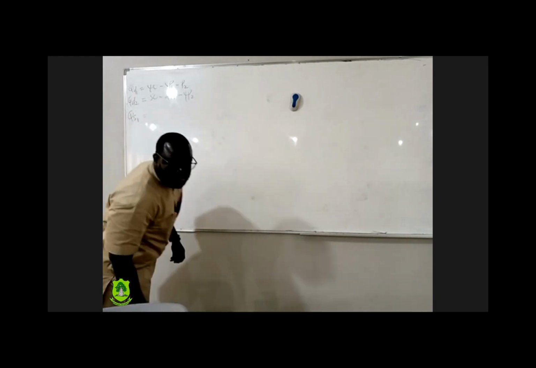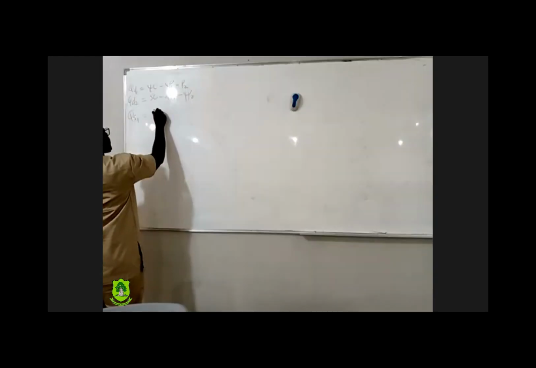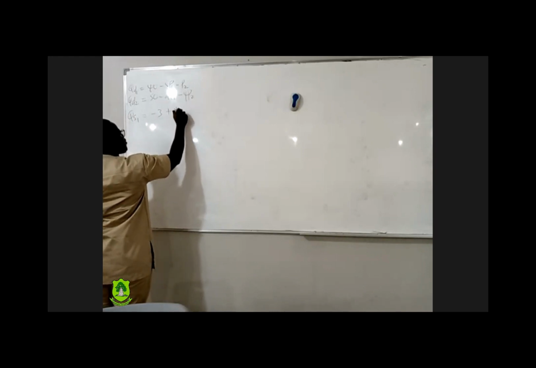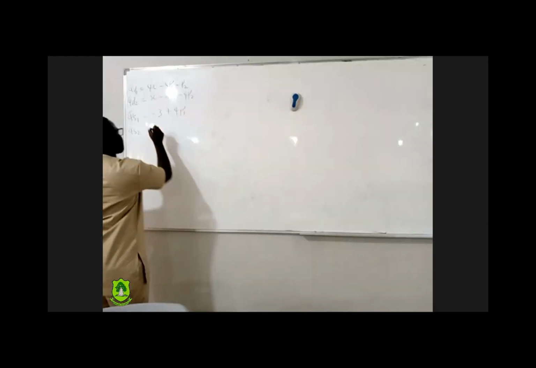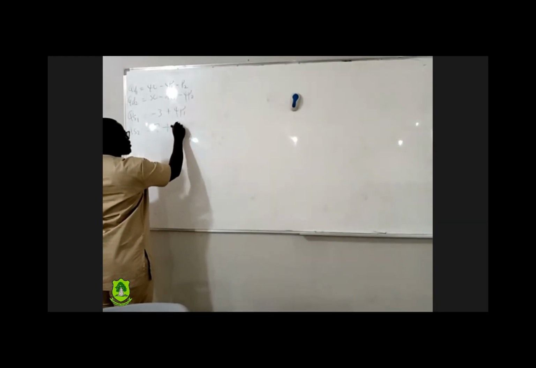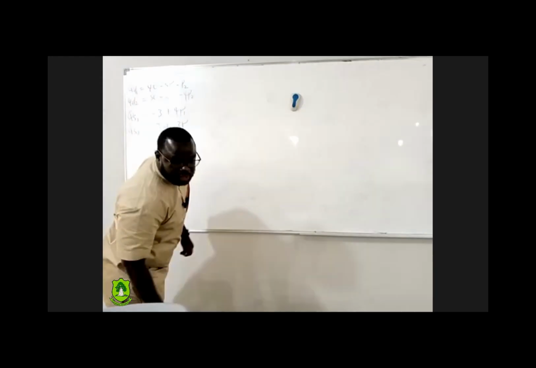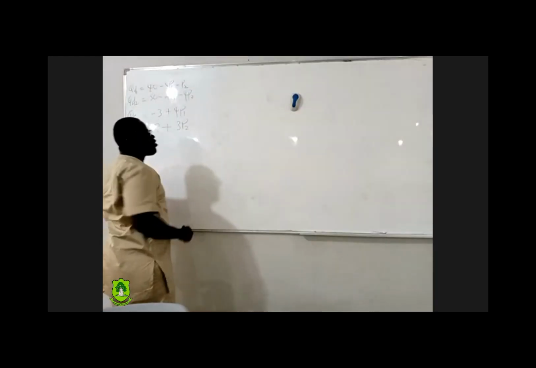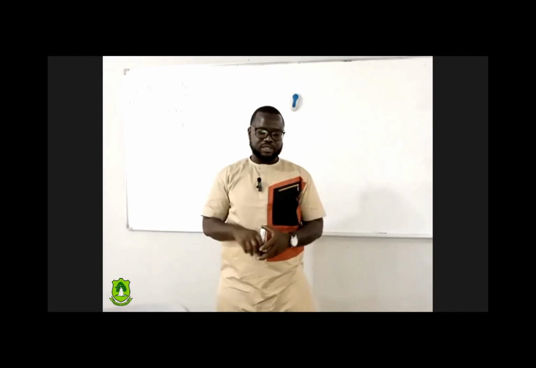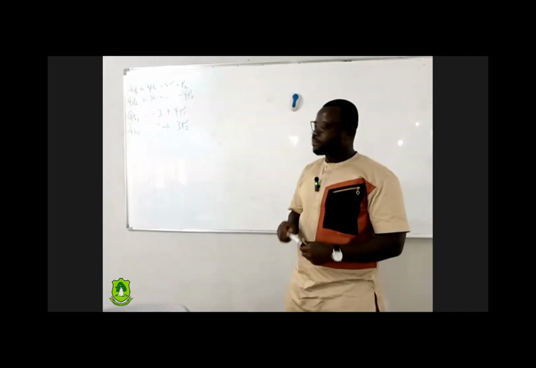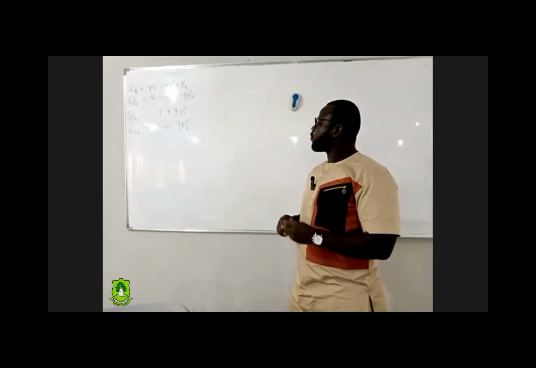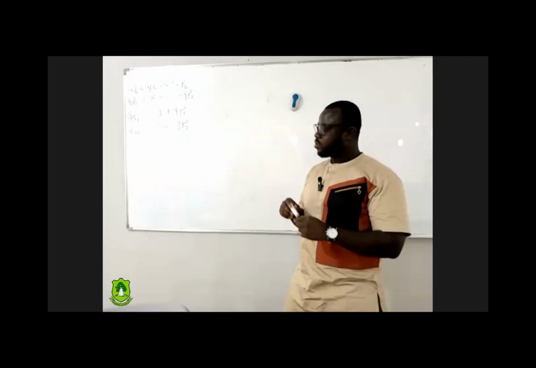So here is minus 3 plus P1, and here is minus 7 plus 3P2. That's good. So we are asked to find first the quantity demanded and quantity supplied.